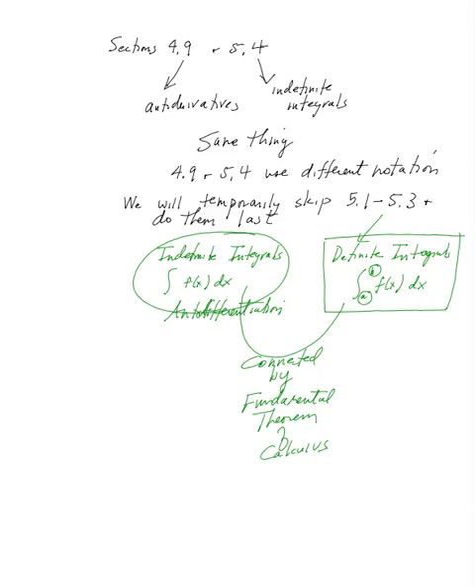I need to point out where we are in the book. We're doing sections 4.9 and part of 5.4 today. 4.9 and 5.4 do exactly the same thing for a good part of section 5.4. It's just that they're calling what we're doing anti-differentiation in 4.9, and in 5.4 they're calling it indefinite integration.